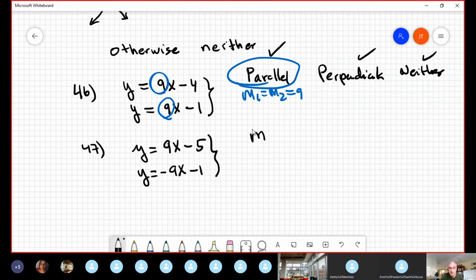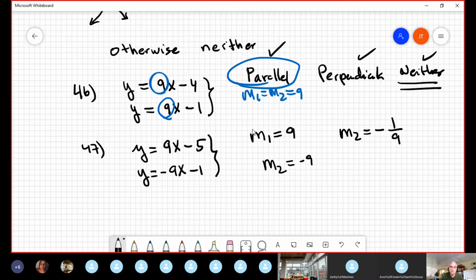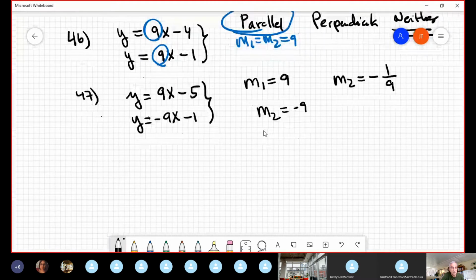Because the slope 1 is 9, and the slope 2 should be, to be perpendicular, minus 1 over 9, not negative 9. So this is slope 2, which is negative 9. There is no special relationship here. Therefore, the category is neither. It is not parallel, nor perpendicular. Do you understand? This is tricky, confusing.